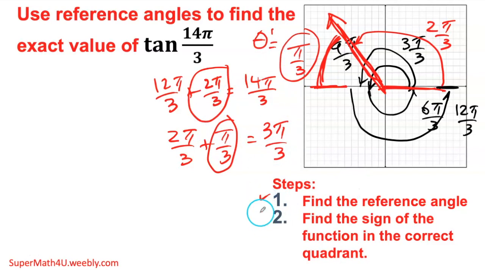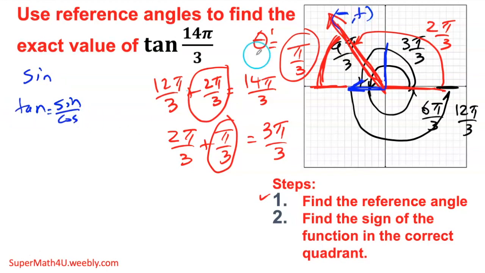Done. Pi over 3. Tangent. Find the sign of the function in the correct quadrant. I'm doing quadrant 2, Q2. My x, remember, goes to the left, so it's negative. And the y goes up, so it's positive. Okay? My tangent is sine over cosine. My sine is positive, my cosine is negative. Therefore, tangent is sine over cosine, but in this case the sine is positive and my cosine is negative. Therefore, my tangent gives me negative. So my tangent on Q2 is going to be negative.